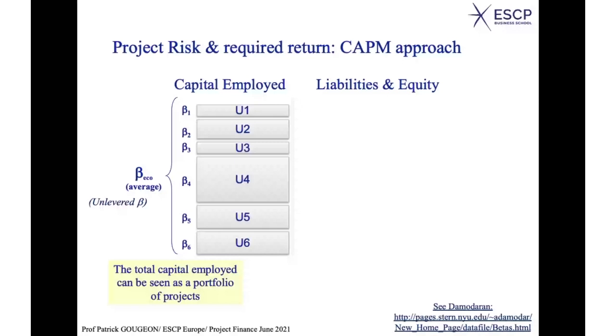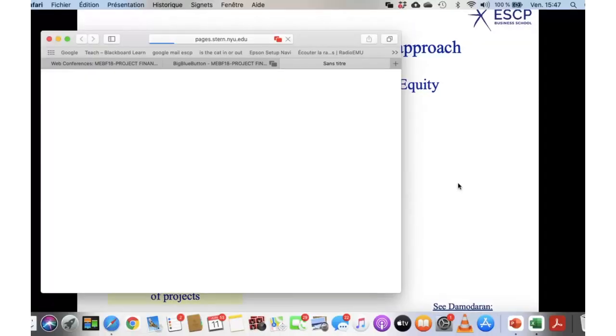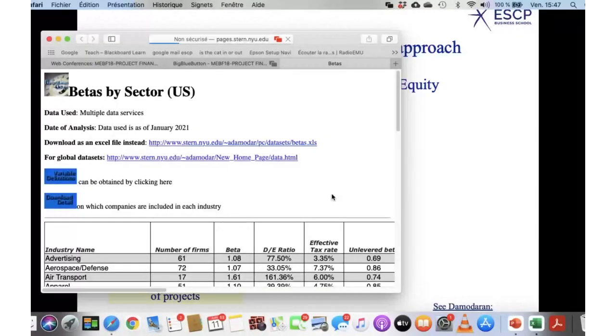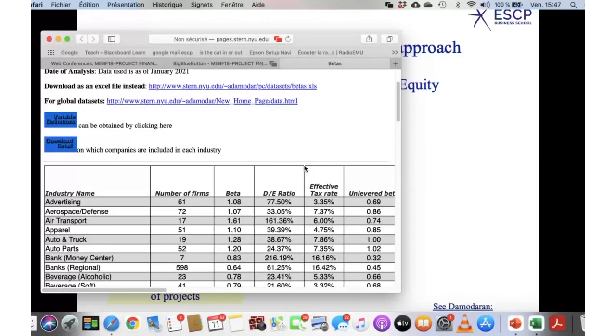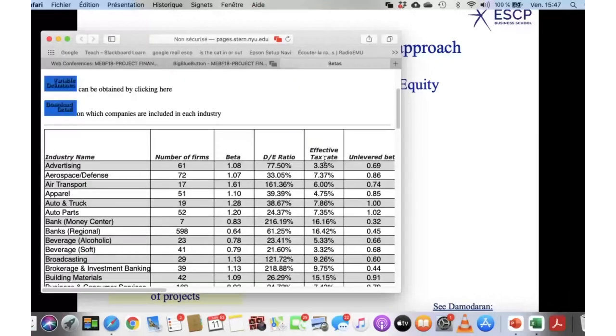Okay, you might ask me the question, but where do we find this? I guess you probably know the answer already. You have one guy, his name is Damodaran, and he's famous for regularly providing the updated values for these different betas. For instance, let's click here. So you see, if you go on this website, we will find values for different types of activity.